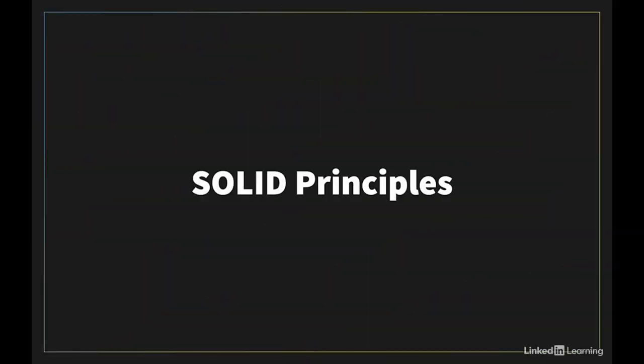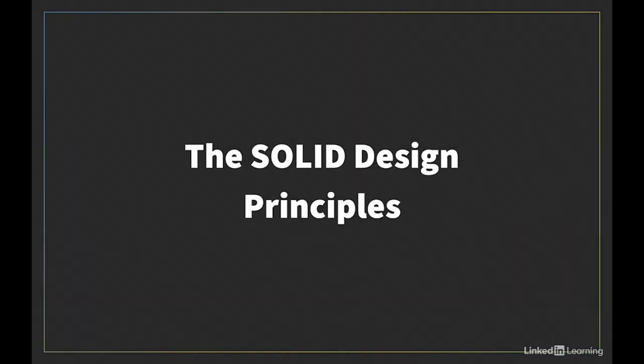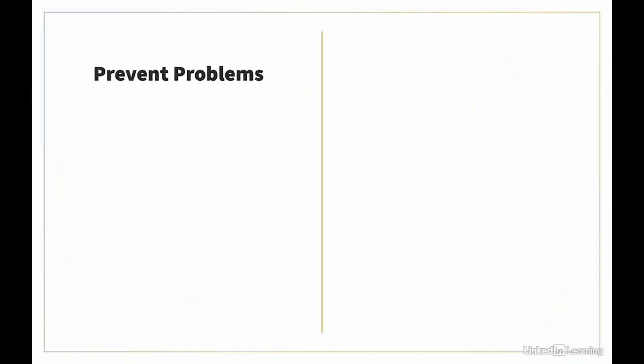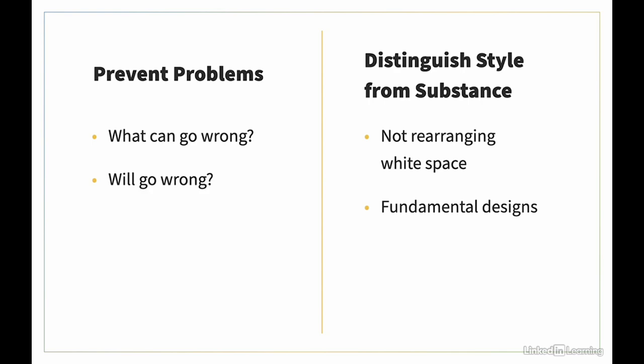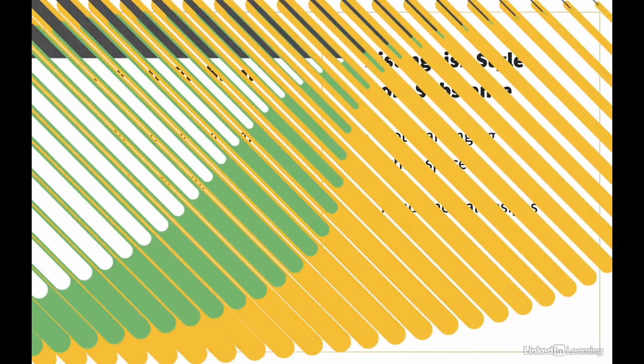I want to start with an overview of the SOLID principles, and after the overview, each of the next 5 chapters will look at how the principles apply in my case study data analysis and modeling problem. I want to summarize the SOLID design principles before digging into the details of each principle. Here are the overall goals for SOLID. First, to prevent problems by giving explicit guidance on design problems that we may not always anticipate. Second, to distinguish style from substance. There are fundamental design approaches that will lead to better software.